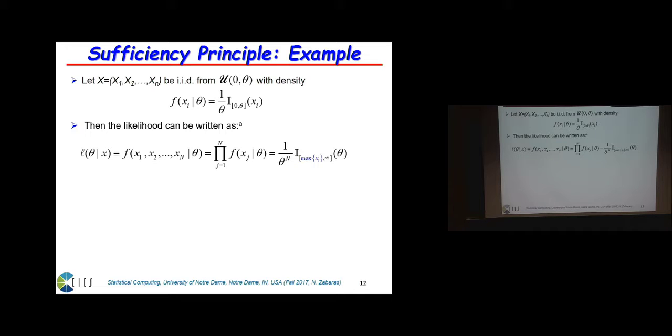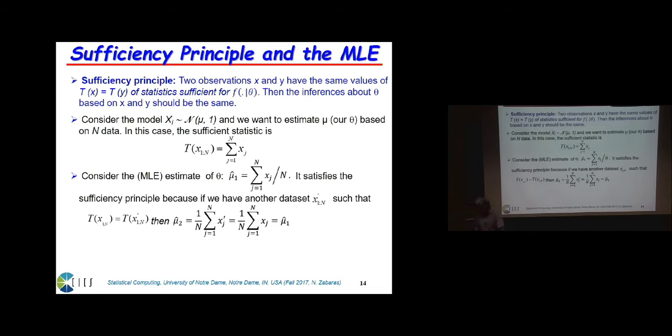Now I'm going to jump to slide 14. There are many more examples in the notes that you should consult so you can get a good idea of the sufficient statistics. So let me state the sufficiency principle. Let me read it. If you have two observations, x and y, that have the same values of sufficient statistics, then the inferences about the parameter theta based on x and y need to be the same.